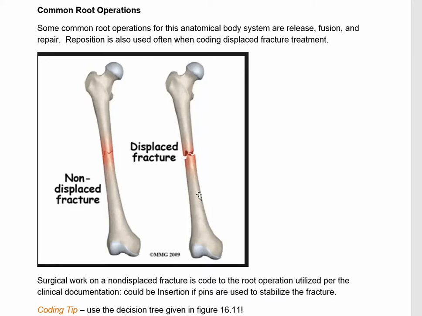Again, coding is very tricky because nothing is 100%. I can't tell you that every fracture treatment of a displaced fracture, or a non-displaced fracture, is always going to be coded a certain root operation. You have to look at the clinical picture. But in general, displaced fractures are going to be coded to the root operation of reposition because of the definition of that particular root operation, which is moving to its normal anatomical location, all or portion of a body part. So the definition of a displaced fracture means it's not in alignment.